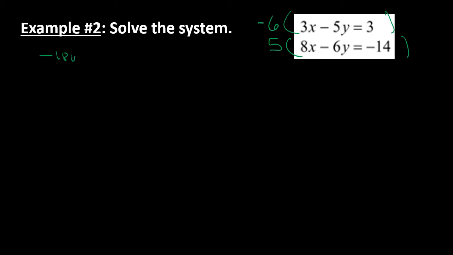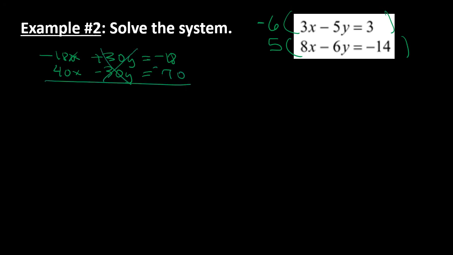So I get negative 18x plus 30y equals negative 18. 5 times 8 is 40, so I have 40x minus 30y, and 5 times 14 is 70, negative 70, because that's a negative. So I eliminated my y's this time, so 40 minus 18 is 22x equals 70 plus negative 18, negative 88, and x is going to equal negative 4. So if you got negative 4, even if you did it differently, you did it correctly.